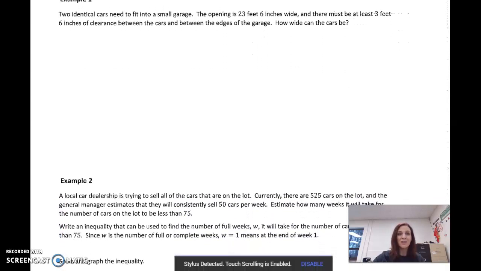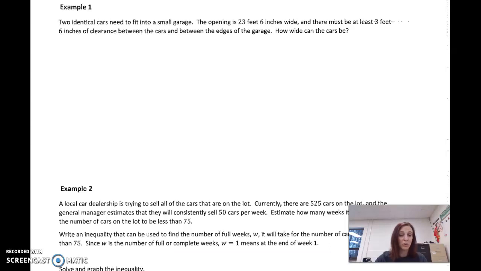Two identical cars need to fit into a small garage. The opening is 23 feet 6 inches wide, and there must be at least 3 feet 6 inches of clearance between the cars and between the edge of the garage. How wide can the cars be? Let's be honest, that's really wordy, and you've got feet and you've got inches going on. So my advice is to draw a picture.